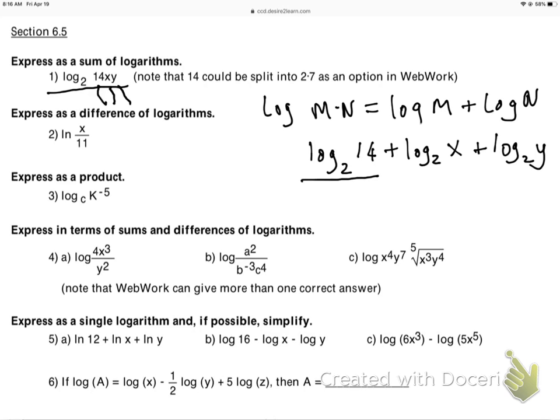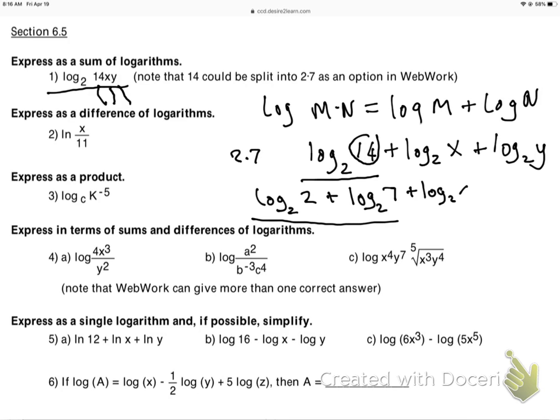Now, here's what WebWork does. This 14 could be 2 times 7. In other words, you could have log 2 of 2 plus log 2 of 7. I've split the 14 up into 2 times 7, and because they're being multiplied, you can write those as separate logs, again still with this at the end. So this is just an extension, just in case.